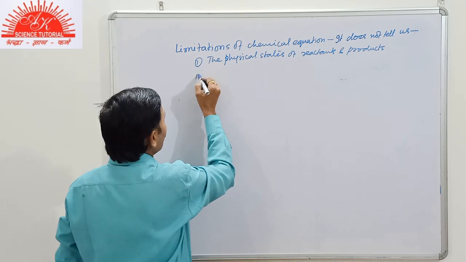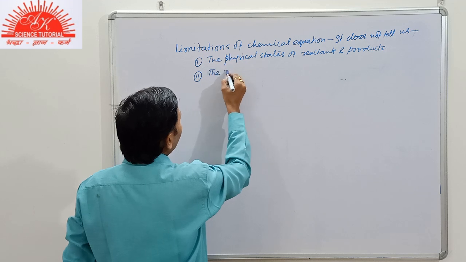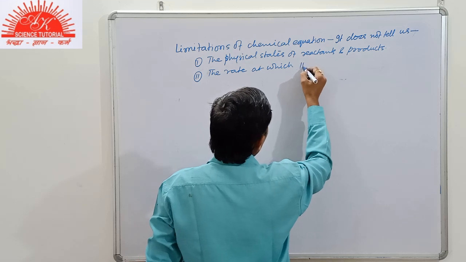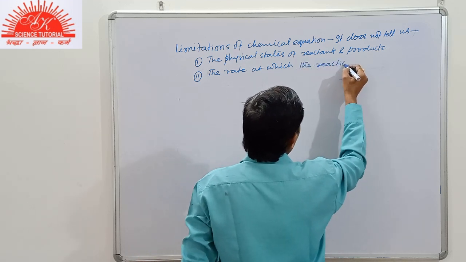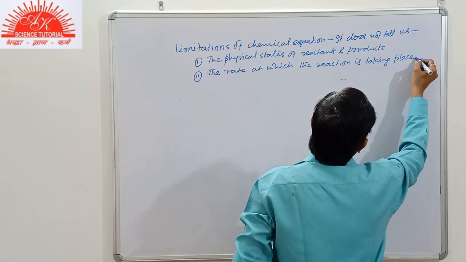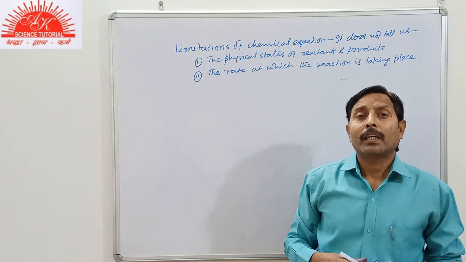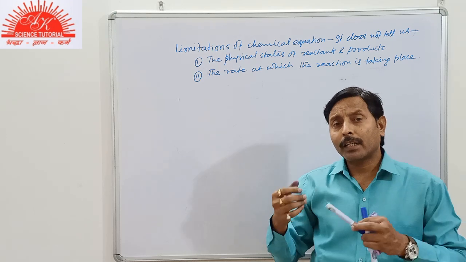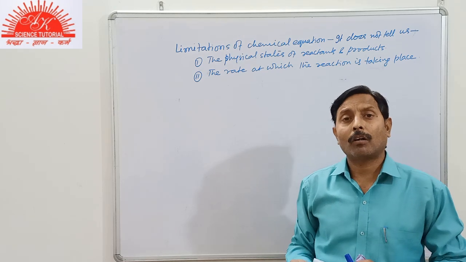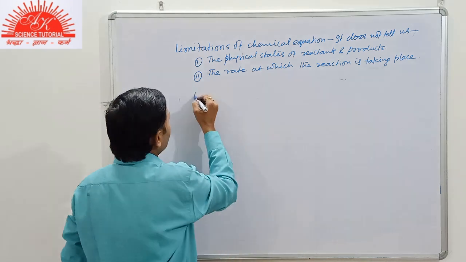Now second, it does not tell us the rate at which the reaction is taking place. Means whether a reaction is taking place at a faster rate or slower rate, whether it is explosive or not taking place at a proper rate such that we can have sufficient product yield, is not represented in the equation.